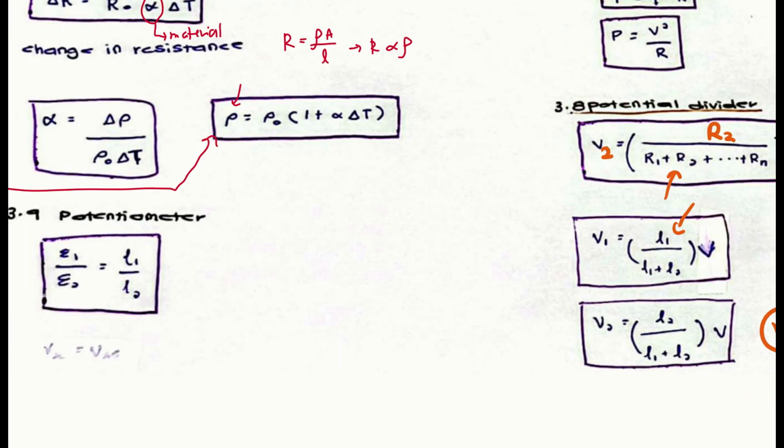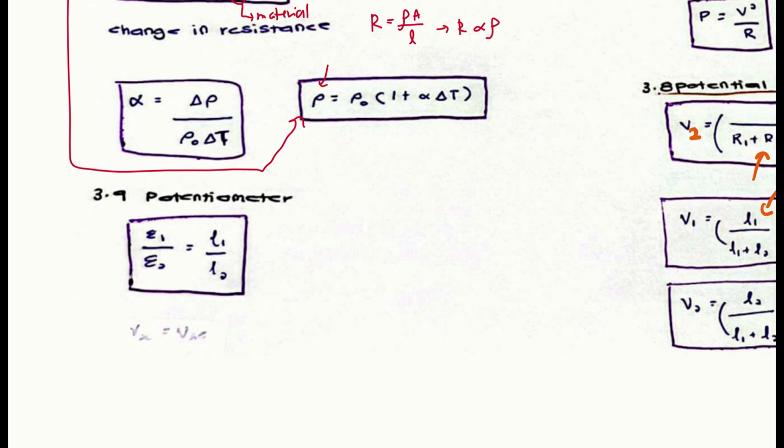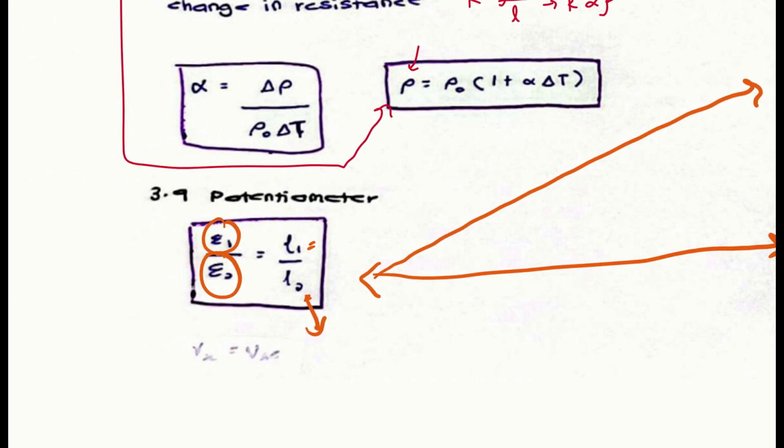That is 3.8. 3.9 is potentiometer. So the concept of potentiometer is actually applying the concept of potential divider. You have E1, E2. So E here is more or less equal to V1 and V total. L1 is L1, L1 plus L2 is L total. We have a more complicated calculation for potentiometer. So potentiometer is the last subtopic of this chapter.